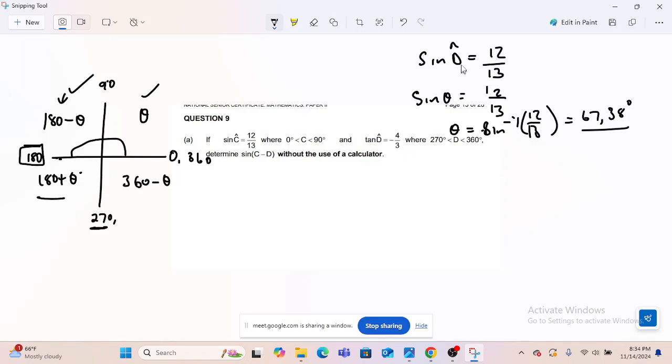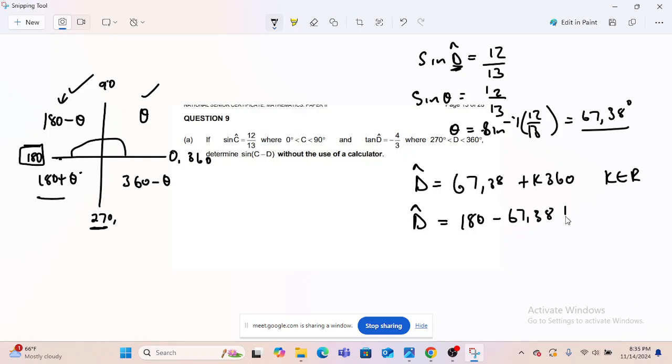Now, for the general solution, we're actually going to use whatever sign that we have here. So the general solution for D will be theta plus K 360, which means it should be 67.38 plus K 360 degrees, where K is an element of the real numbers. So that's the first general solution. And then the second one, D will be equal to 180 minus 67.38 plus K 360 degrees, right?